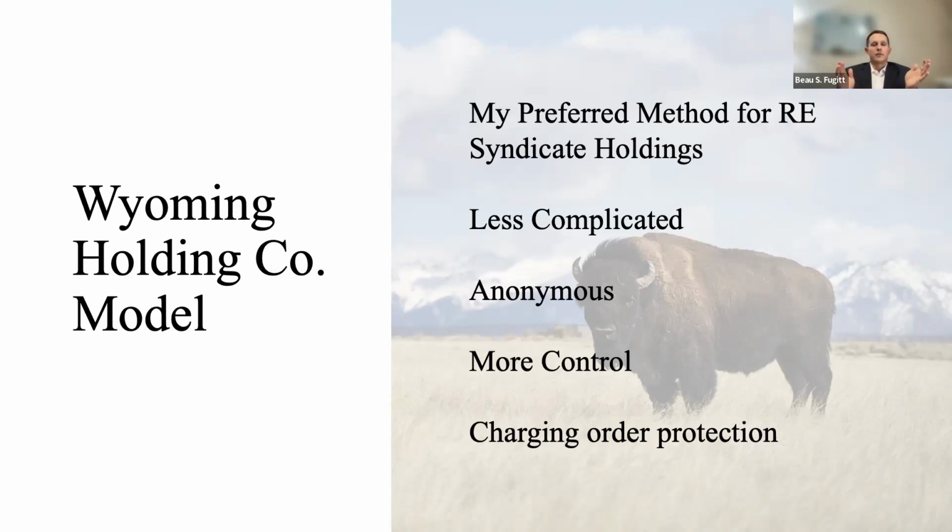So unless I've done something silly, like I mentioned before, like name the LLC something like Beau Fugitt LLC, then you're not going to know who owns it. You might see that, hey, 123 LLC owns this property in question, but at the end of the day, you're not going to know which actual human being is tied to that.